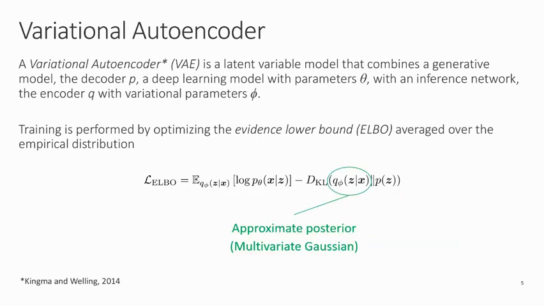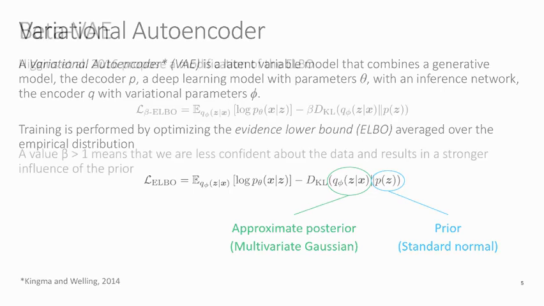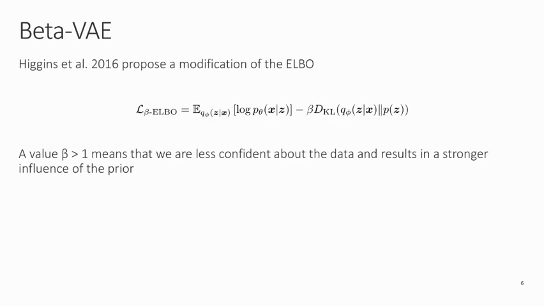The approximate posterior is usually modeled as a multivariate Gaussian distribution, and for the latent prior, most approaches use the normal distribution. Higgins et al. proposed in their work beta-VAE to modify the ELBO objective by introducing a weight for the Kullback-Leibler divergence. A value of beta larger than 1 means that we are less confident about the data and results in a stronger influence of the prior.